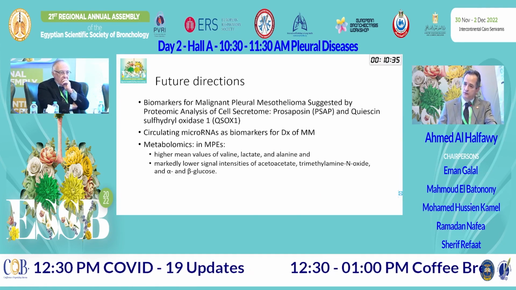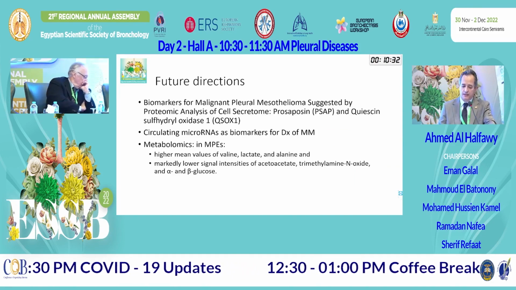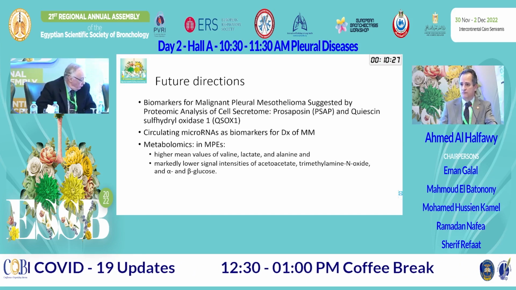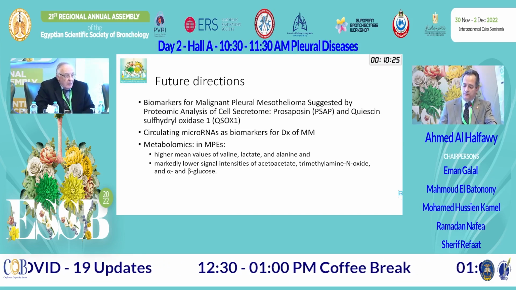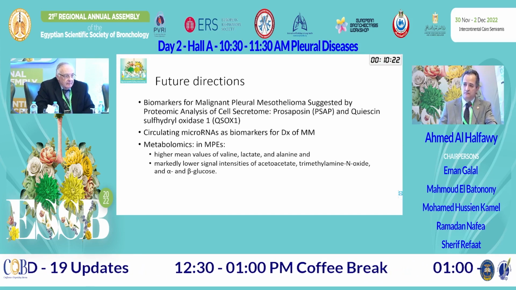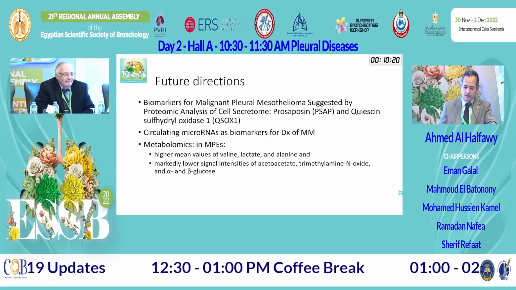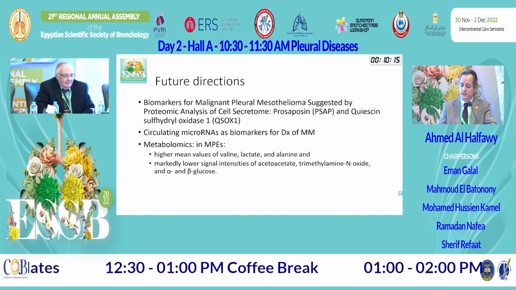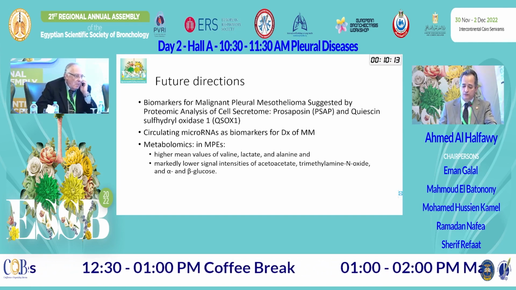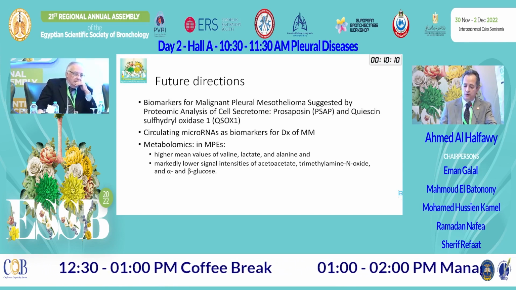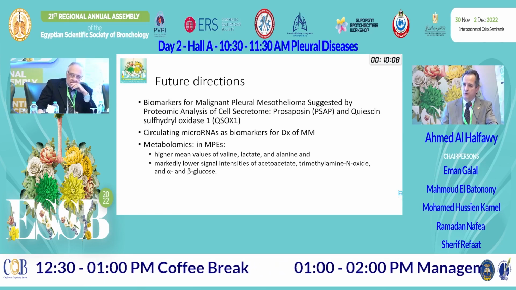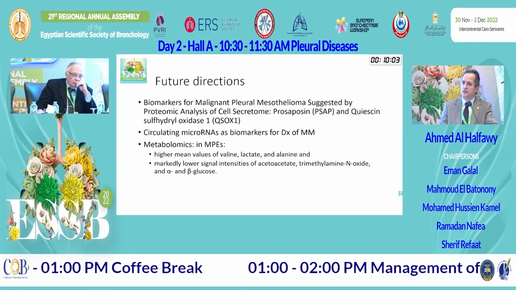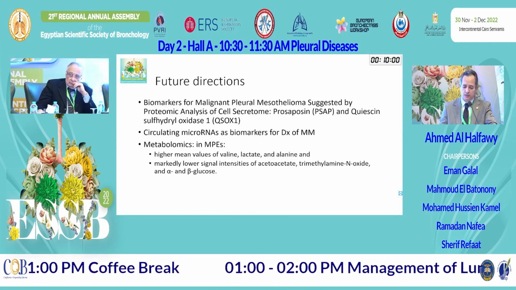And maybe there are some analyses using proteomic tests for the diagnosis of malignant mesothelioma, prosaposin and quiescin; they have promising results. Circulating microRNAs as biomarkers can be used for diagnosis of malignant mesothelioma, and some metabolomics tests, like higher levels of valine and lower levels of acetoacetate, indicate that we're dealing with a malignant etiology.